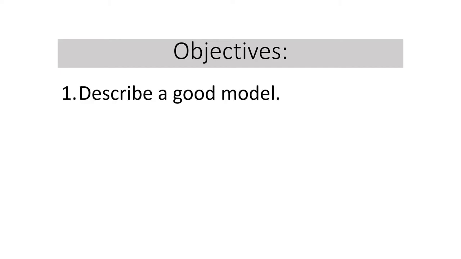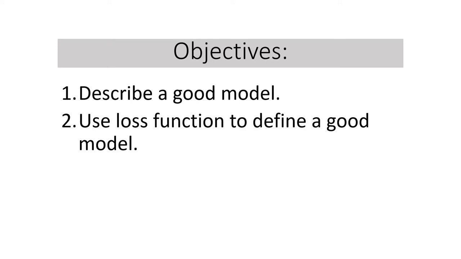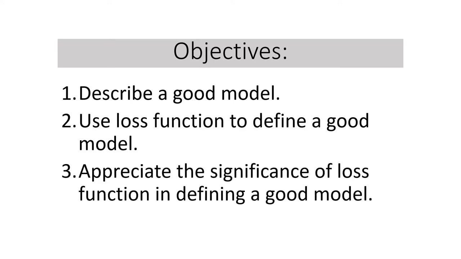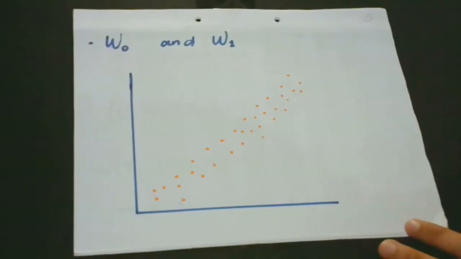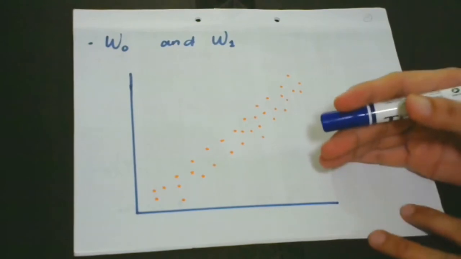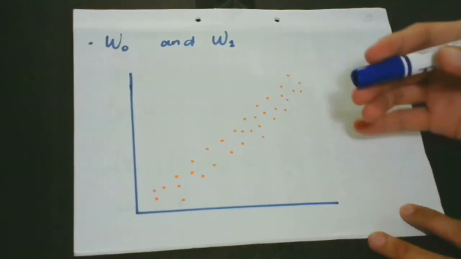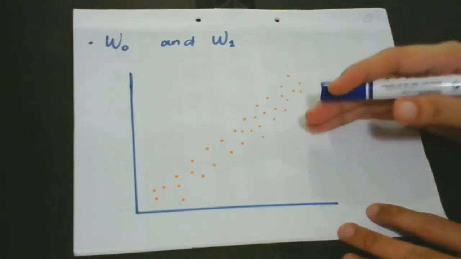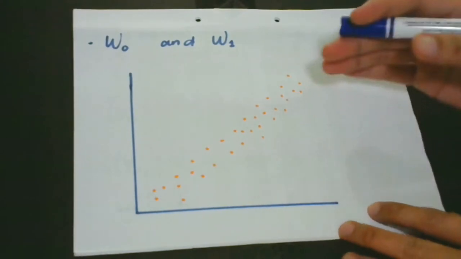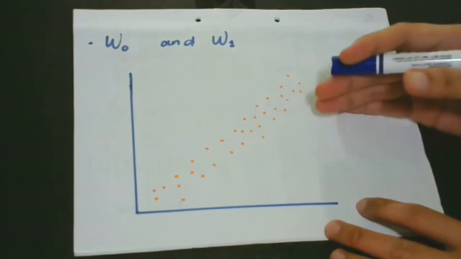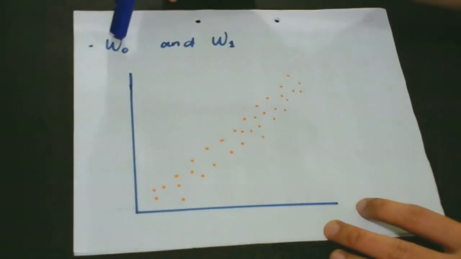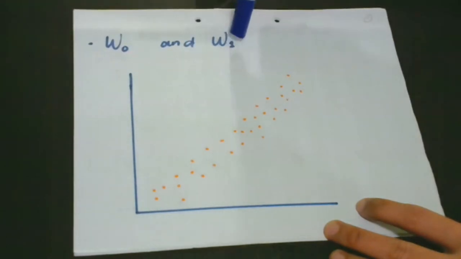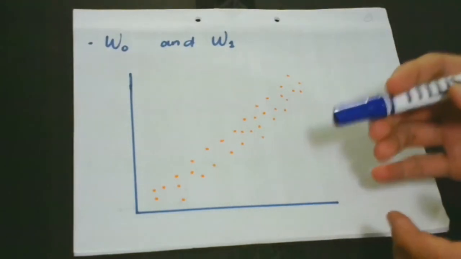At the end of the lesson, you are expected to describe a good model, use a loss function to define a good model, and appreciate the significance of the loss function in defining a good model. Bearing in mind the situation we presented in our last lesson, we made a model that could predict the amount of sales. Modeling the prediction is anchored on the values of W0 and W1, which we can say are the best values.